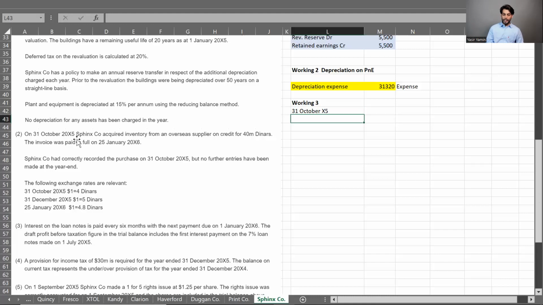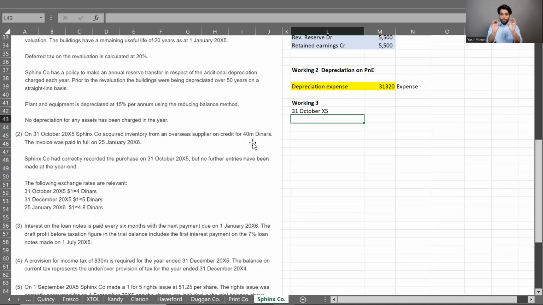So it's before the year end that they are talking about. At 31st October x5, Sphinx Company acquired inventory from an overseas supplier on credit for 40 million dinars. Now remember, guys, you have bought an inventory from a foreign supplier for 40 million dinars. So it's basically an import. Nothing rocket science in it. You have just basically imported some raw material from an overseas country.